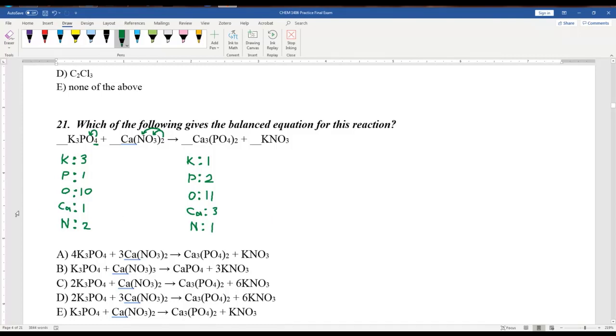So now, whenever I'm going to balance an equation, I want to balance whatever's easiest to balance first. And the easiest elements to balance are those that appear in the fewest compounds in the equation. So I see potassium is in 2 compounds, K3PO4 and KNO3. Phosphorus appears in calcium phosphate on the product side and calcium phosphate on the reactant side. If I look at oxygen, I see that oxygen appears in every single compound.